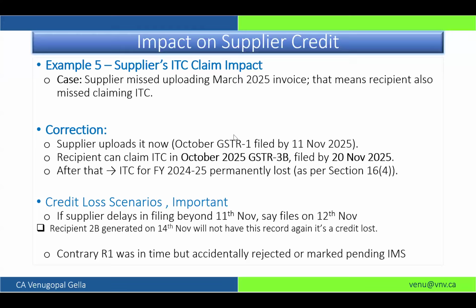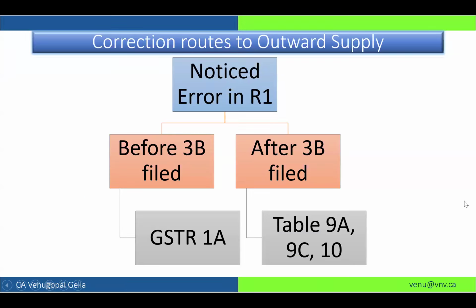Corrections to the return can be done in two ways. Method one, you correct it in GSTR 1A. Method two, you correct it in GSTR 1 itself. So there are two methods of correcting. When will I use GSTR 1A? When will I use the corrections in GSTR 1 itself?